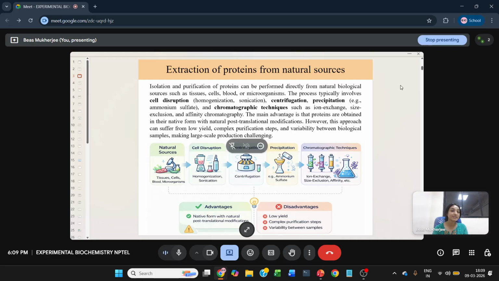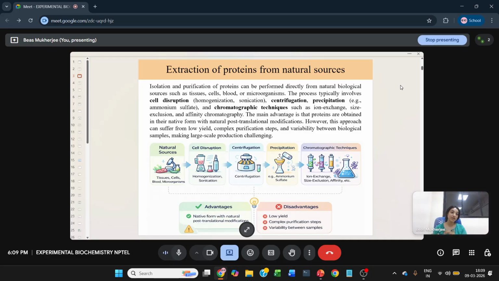Now, the main advantage is that the proteins are obtained in their native form with natural post-translational modifications. However, this approach can suffer from low yield, complex purification steps, and variability between biological samples, making large-scale production very challenging. Right?